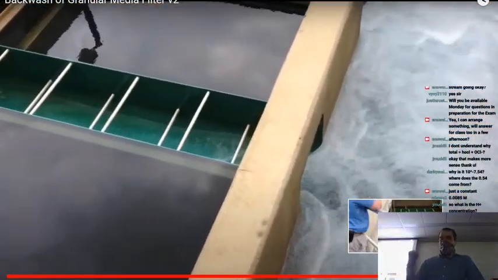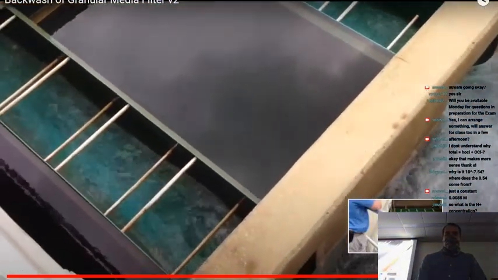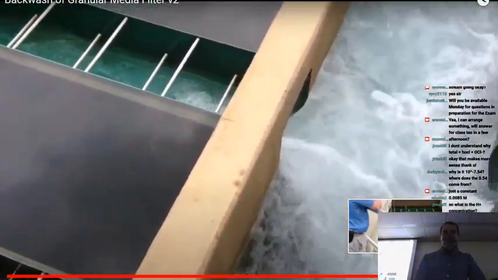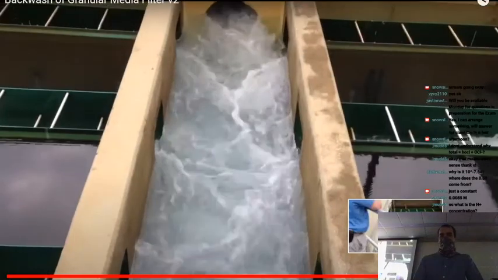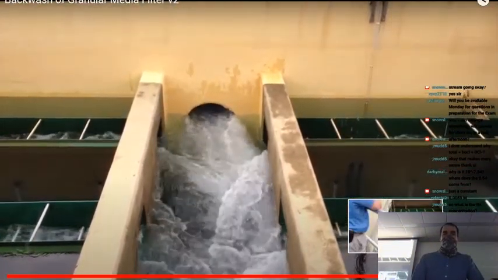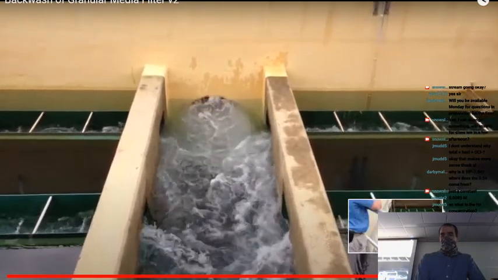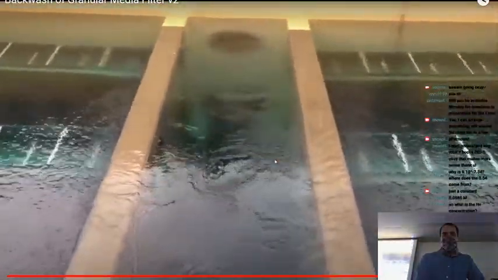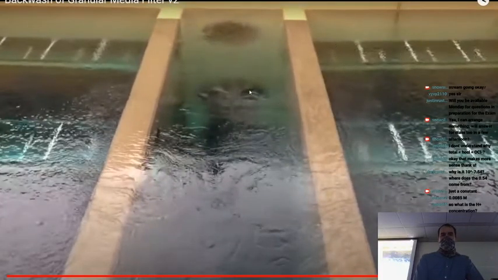Looks like at this point in this video, they've stopped the backwash, and I think they're starting to flow water to be treated back into this trough system, and it's going to overflow into the beds. Okay, so that's about it. There you can see it's a little clearer now. That's the water they're treating.